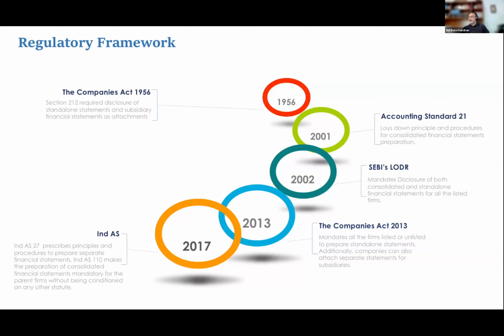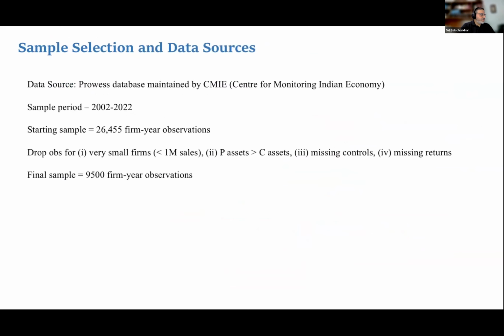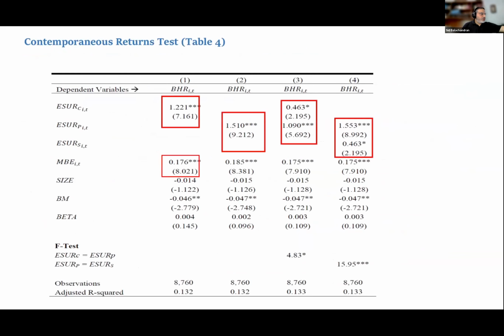So when we initially thought about the question of whether the parents should disclose, let me quickly go to this regression. This is buy-and-hold returns in the long window on the left-hand side, and earnings surprises at the consolidated level, for the parent entity and for the subsidiaries. If you look at this column, where we look at whether the disclosure of the parent's earnings is incremental to what you get in the consolidated, you find that it is.